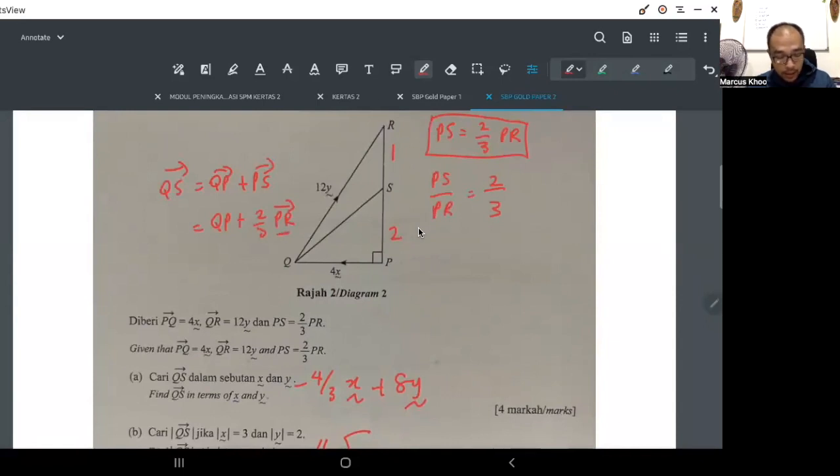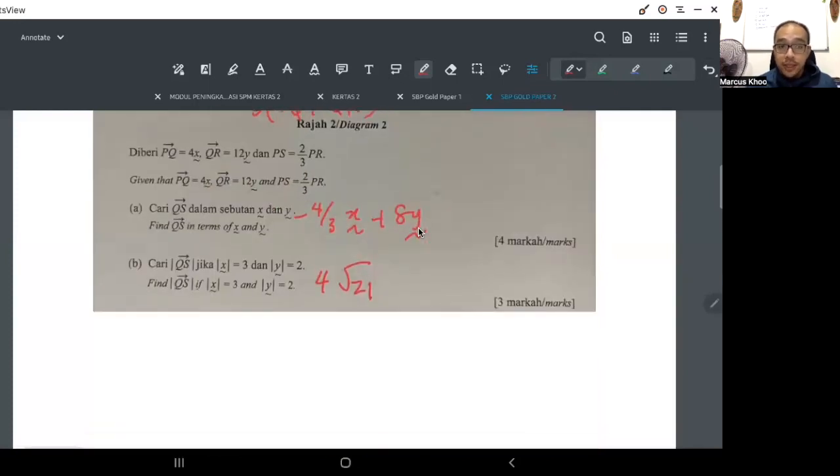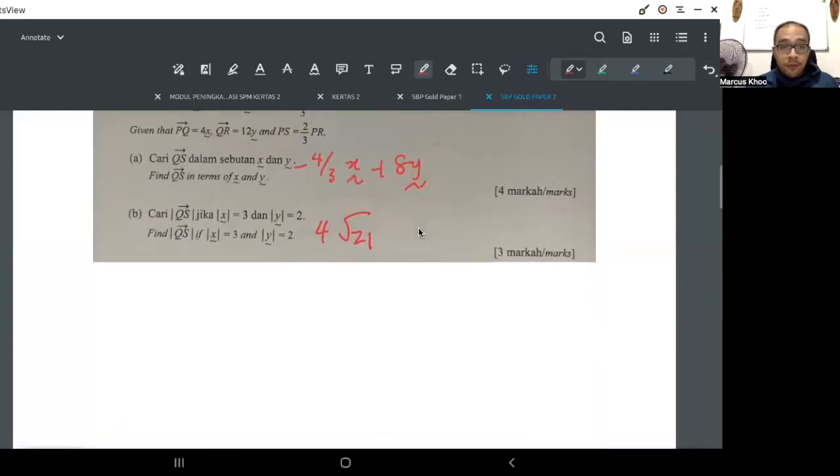PR is PQ plus QR, and then you can go ahead and solve for the rest. You should be able to get this. Now find the magnitude of QS if x, this one is quite easy. If you have gotten this answer, then all you need to do is just substitute 3 into x, and then 2 into this one.